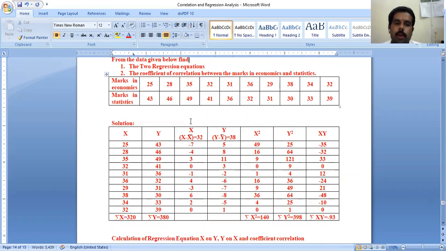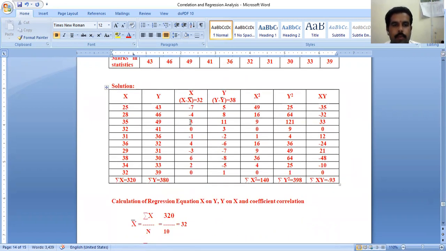Then simply, what is our formula? Focus on the formula, and by observing this problem, which method and which formulas we need to apply, that is the most important here. Whether we need to apply actual mean or assumed mean. Simply what I am doing here, I am writing the question itself, 25, 28, 35 till 32. Then I am going to do the total, that is sigma x 330 and sigma y 380.